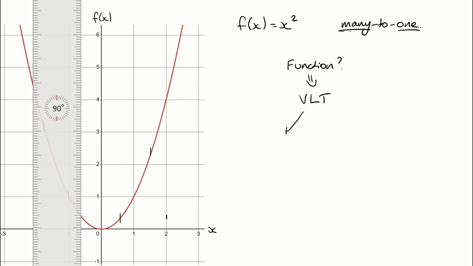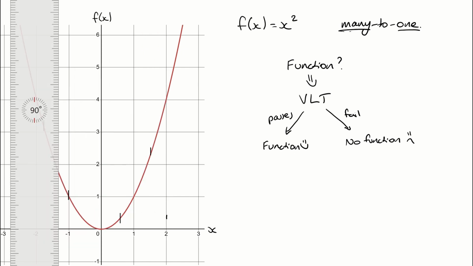Now if it passes the vertical line test, which in this case it does, then we have a function. If it were to fail the vertical line test, and we'll see an example of that later on, then we do not have a function. In this case, we'll do a sad face for that one. So no function. Now in this case, we do have a function because we passed the vertical line test, we just proved that.